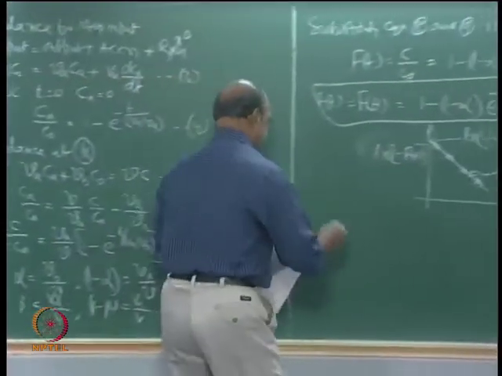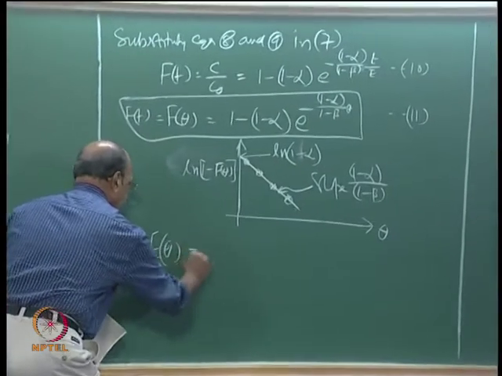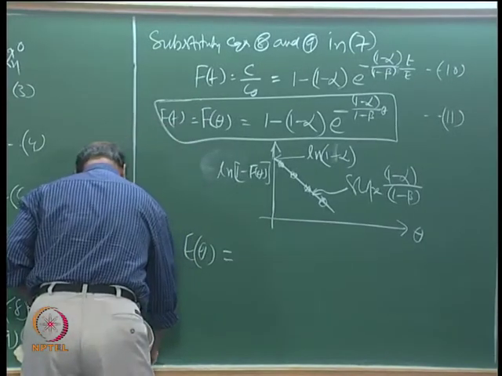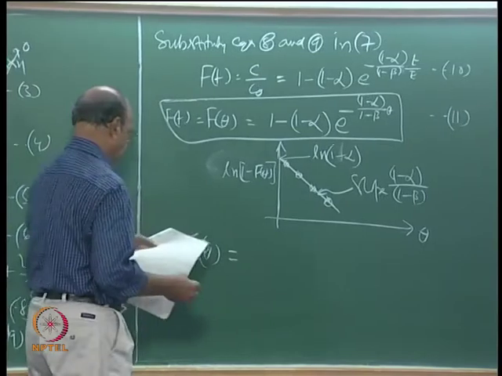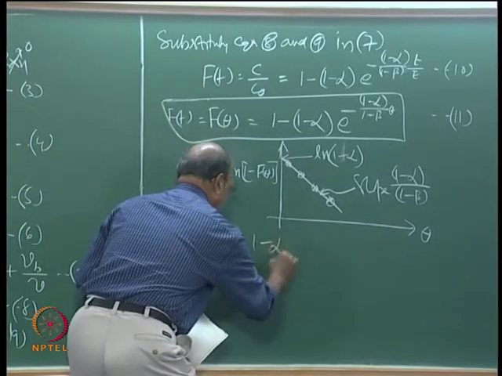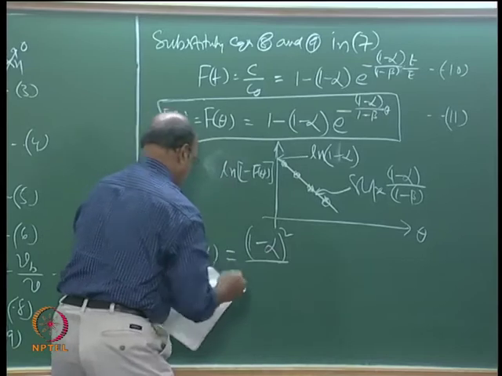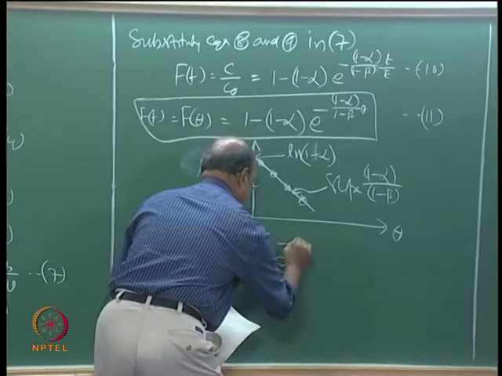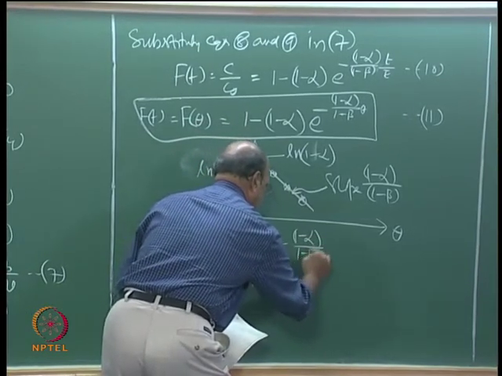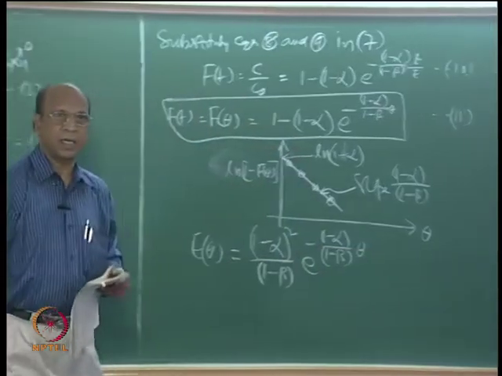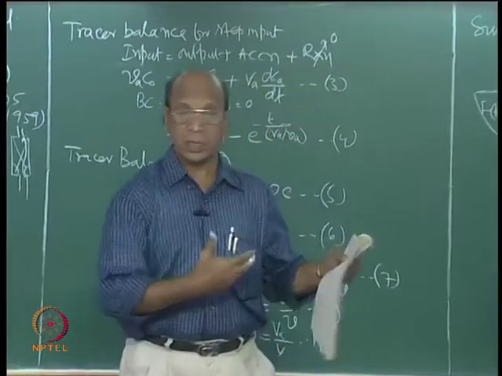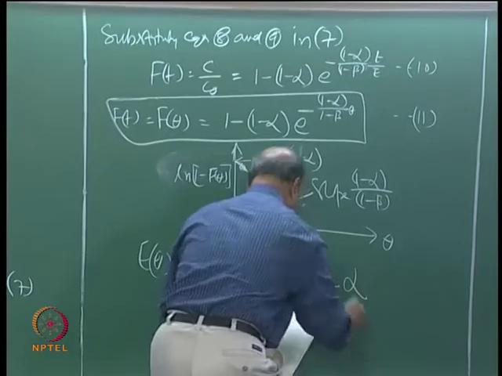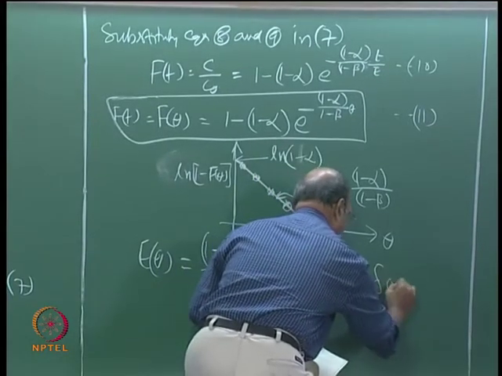We can also derive E theta. That also you can do, but there is another important piece of information. df by d theta cannot give you exactly, but you have to have that physical feel and then do it. E theta equals 1 minus alpha square by 1 minus beta, e power minus 1 minus alpha by 1 minus beta theta. There is another nice piece of information there, something else. That something else is plus alpha delta theta equal to 0.